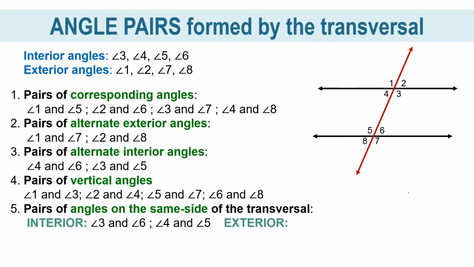Then for the exterior angles, we can pair 2 and 7. They are both in the exterior. Also, they are both on the right side. So they are angles on the same side. Also, the other pair are 1 and 8. Both are on the left side.